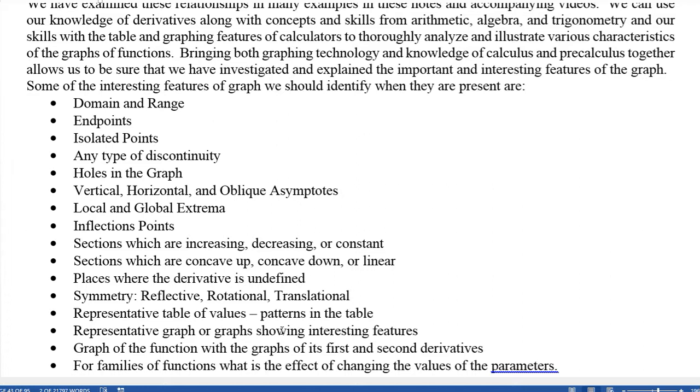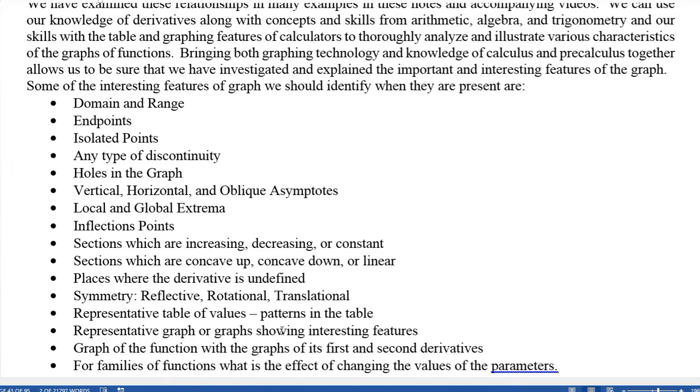And we want to put all of these things together, our knowledge of the derivative and the second derivative and all this, and we want to be able to analyze functions. We also want to do this in conjunction with being able to graph these functions and look at their graphs and tables in, say, a graphing calculator or computer program. Now, what kinds of things are we looking for?